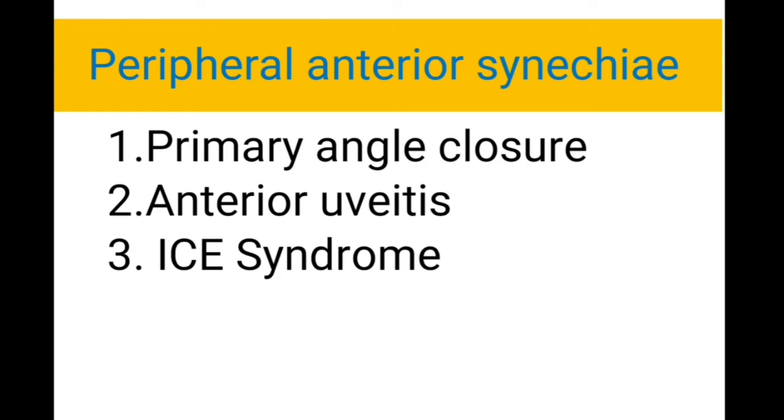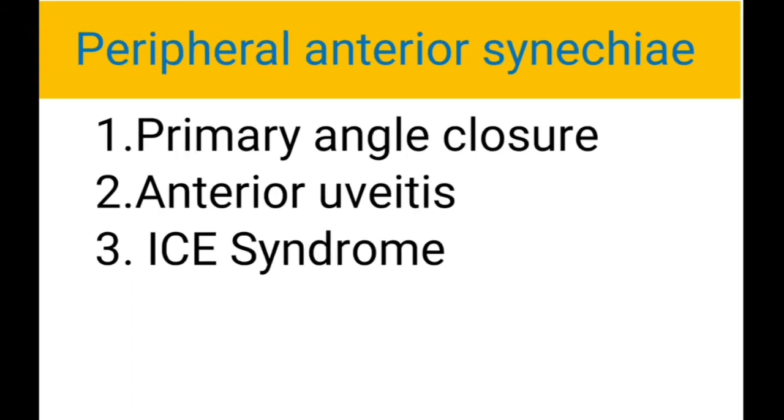So what are the abnormalities you can see? I am just giving examples of the abnormalities which are seen here, and when I explain each type of glaucoma, I will be specifically explaining the abnormalities which are seen on gonioscopy. Peripheral anterior synechiae can be seen in primary angle closure glaucomas, anterior uveitis, iridocorneal endothelial syndrome.